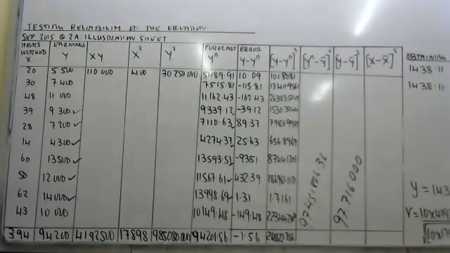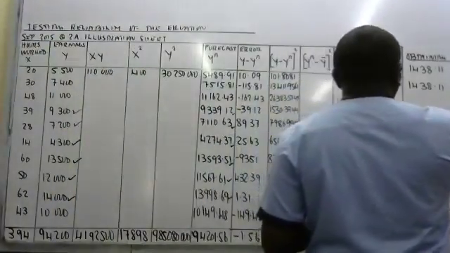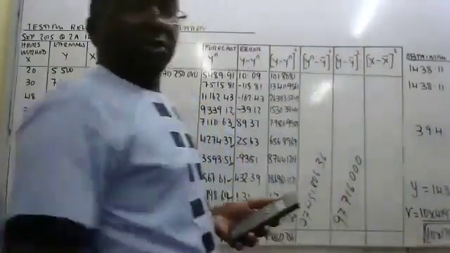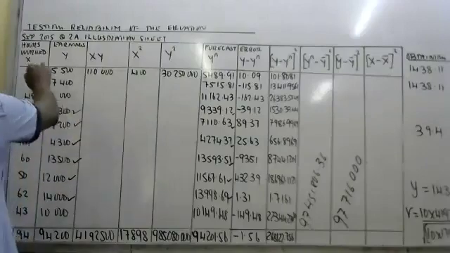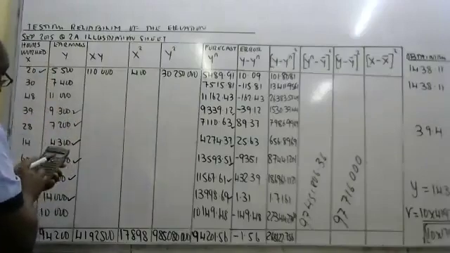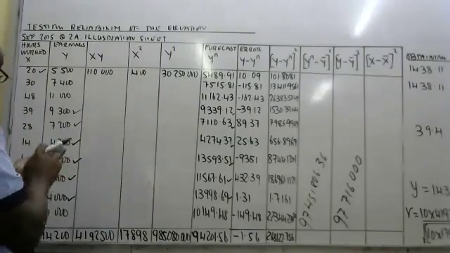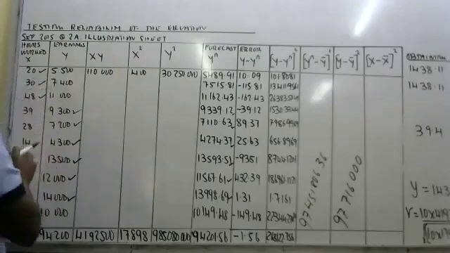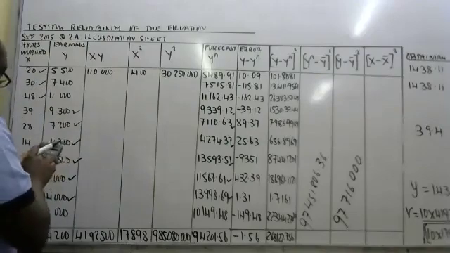Tufanye the same kwa x minus x bar. X bar tulikuwa tumepata 39.4. So we do the same thing. Tuseme sasa, open the brackets, 20 minus 39.4, close the bracket square plus. Sasa niweke hii 30, open the brackets, 30 minus 39.4, close the bracket square plus. Sasa niweke hii 48, 48 minus 39.4 square plus.